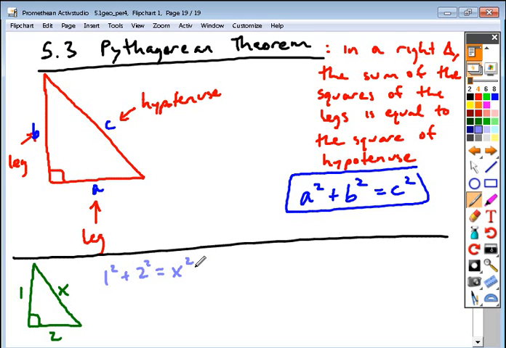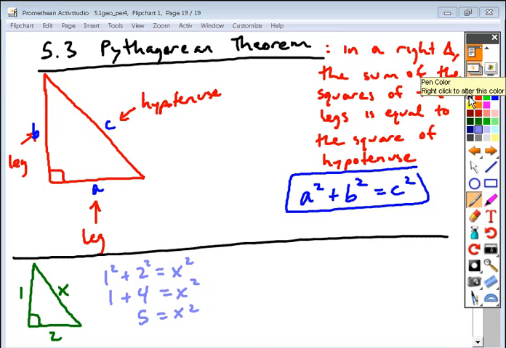But once you get the elements substituted into the Pythagorean theorem, you just solve your resulting equation. So 1 squared is 1, 2 squared is 4, and that's equal to x squared. Continue to combine and simplify. Add your 4 and 1 together. You get x squared is equal to 5. And then you can solve for x by extracting the square root.